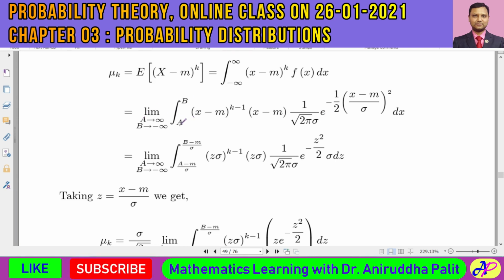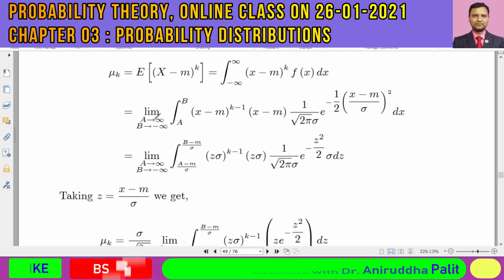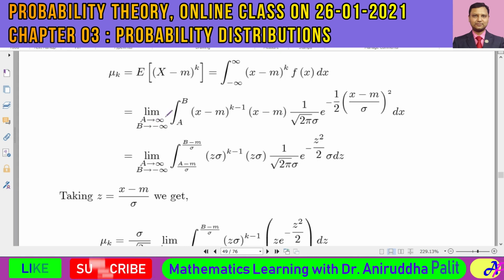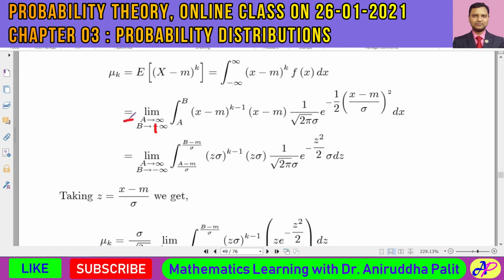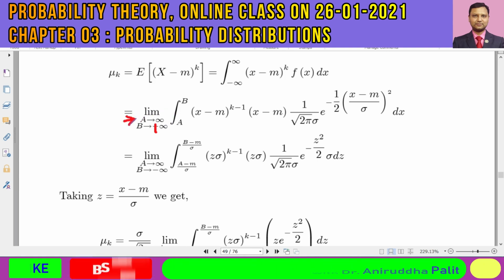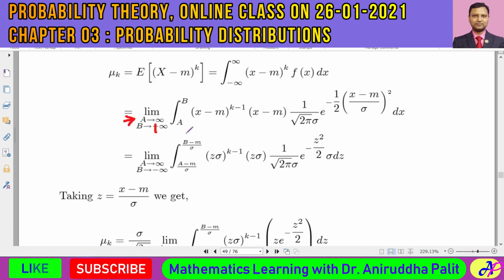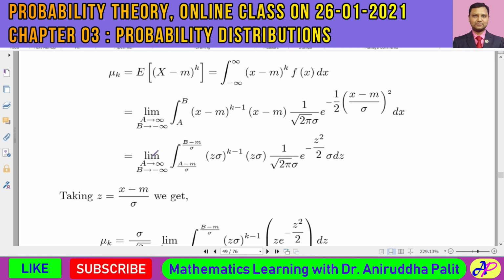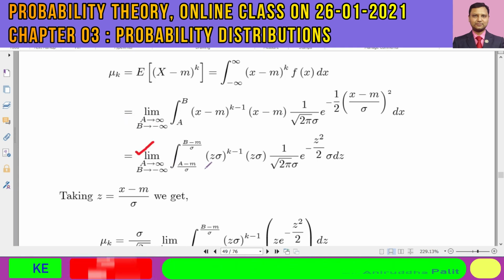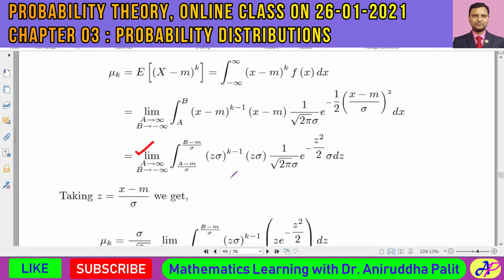You see I made one more mistake over here. A should be negative infinity and B should be positive infinity. A should tend to negative infinity and B should tend to positive infinity. So these are a few mistakes that I have made. So please be a bit careful whenever you go through this file.